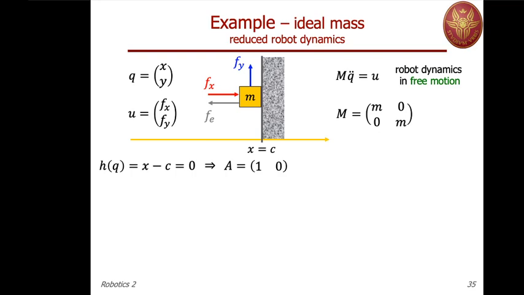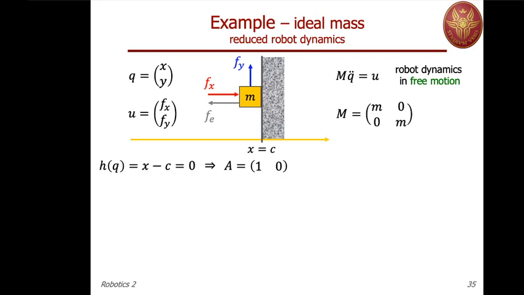So we start with the ideal mass. Now the mass is in contact with this stiff surface. We assume that x equals c is the constraint, so h of q is x minus c equals 0, and again we have the same Jacobian of the constraint as before, 1, 0. So now we will compute the matrices and the terms that are needed to write down the reduced dynamics.